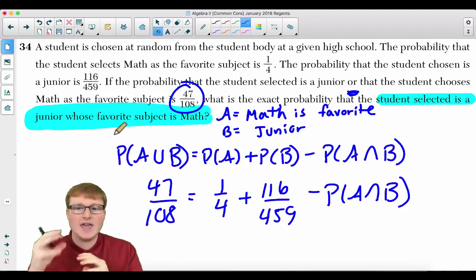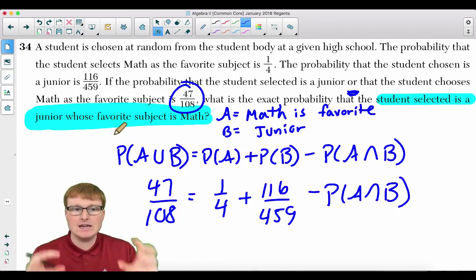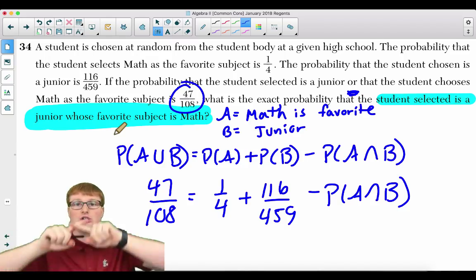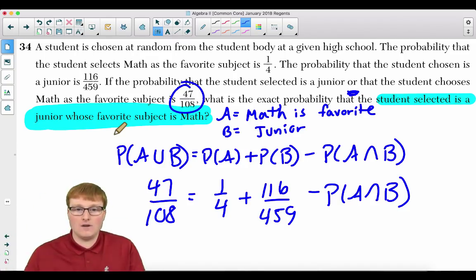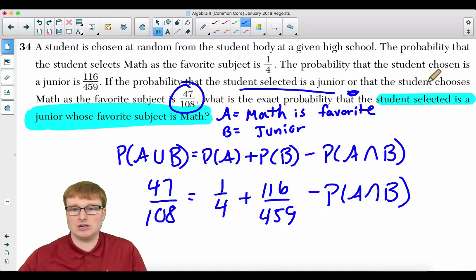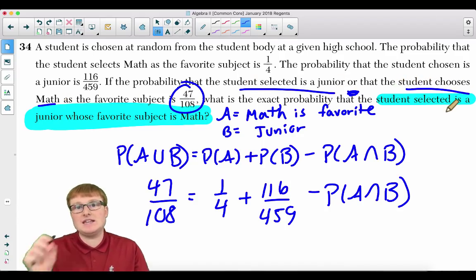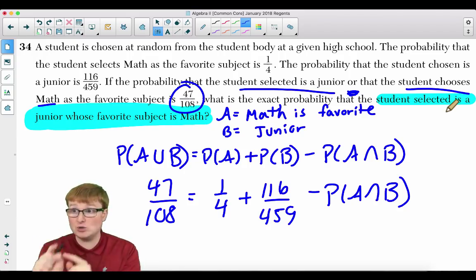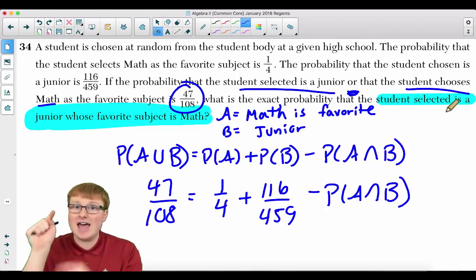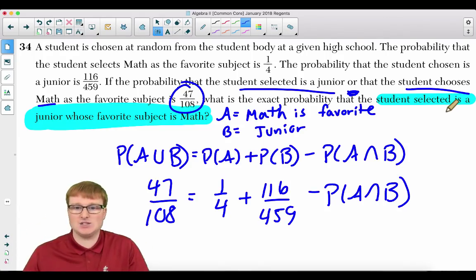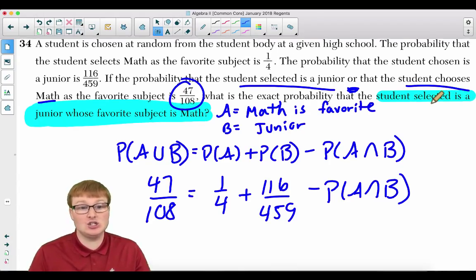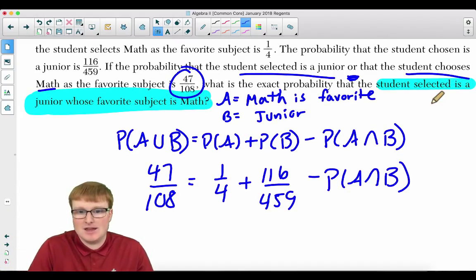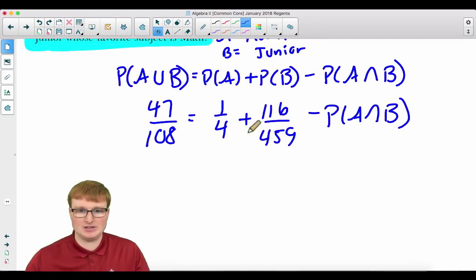The probability of A union B is, in fact, the joining of the student selected as a junior or that the student chooses math as a favorite subject. The intersection is, okay, what's the probability that the student is definitely a junior and that student likes math? That's what we're going for, and that's just another way to phrase the statement. The student selected is a junior whose favorite subject happens to be mathematics. So we're trying to solve for this.